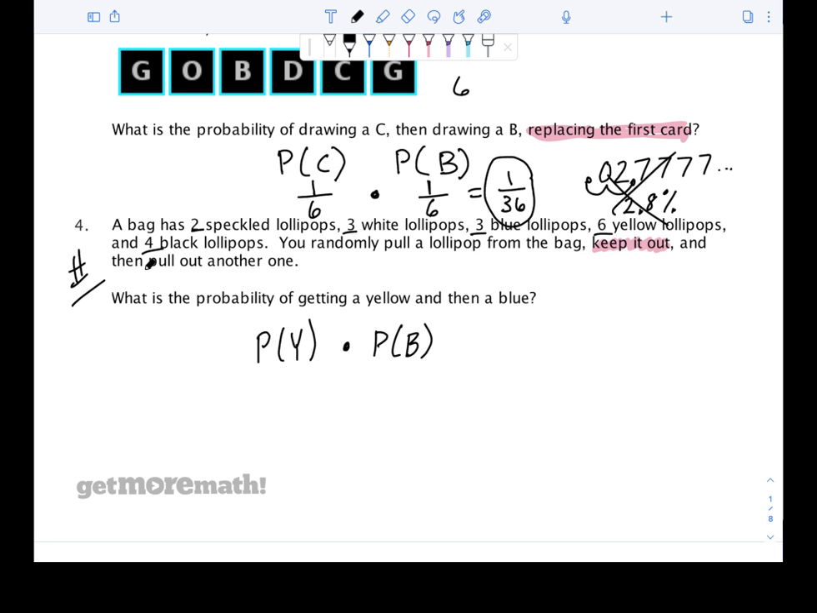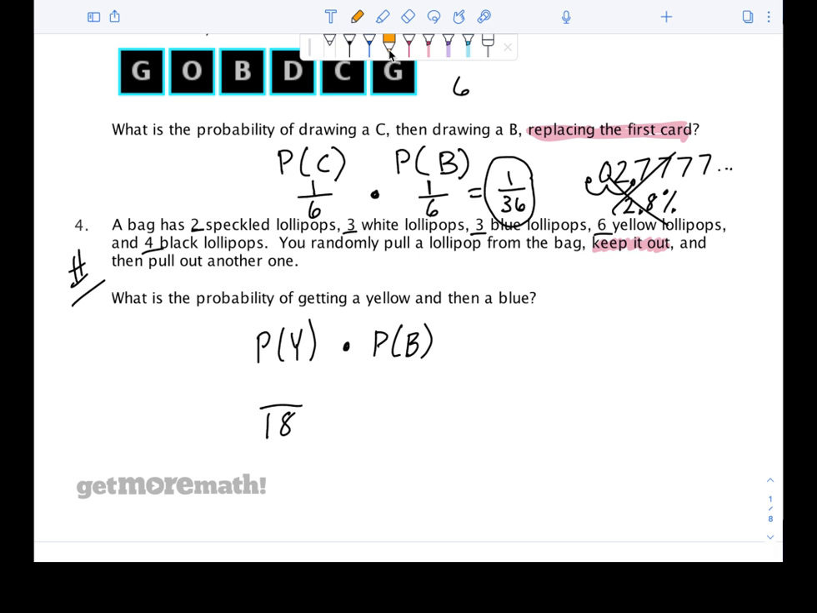Sometimes I like to go backwards. I'm going to say 18 here. 4 and 6 is 10, and 6 is 16, 17, 18. Okay, 18. Sometimes I'll count it forward and then backwards just to double check myself. So the first draw, there's 18 lollipops, and the question is, what is the probability of getting a yellow one?